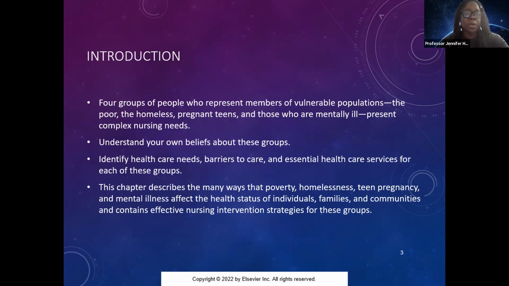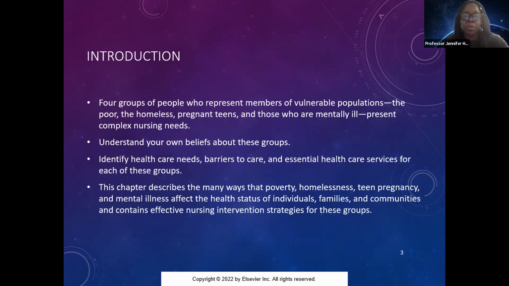So the 4 groups that we're going to talk about, the poor, the homeless, the pregnant teens, and those who are mentally ill, it's a complex issue and they're a vulnerable population with their own unique issues and challenges. So in order to really interact with these groups effectively, it's important for the nurses to identify healthcare needs, barriers to care, essential care services. What do you need to get for these folks?